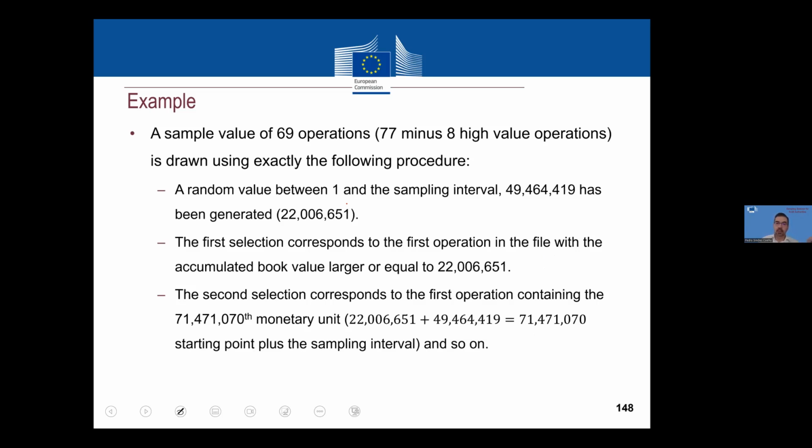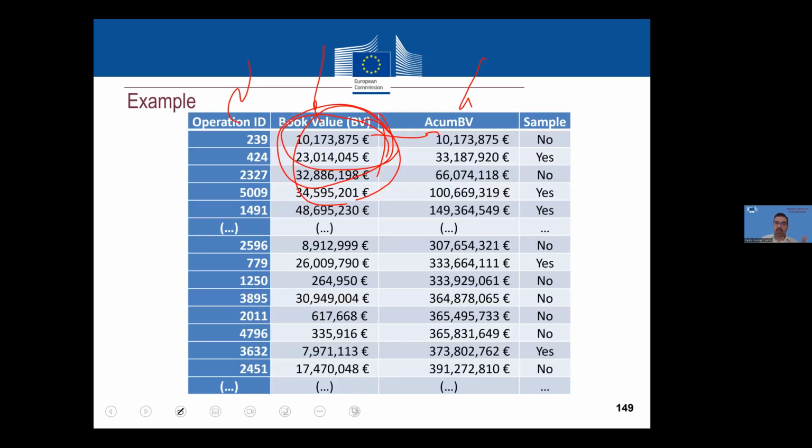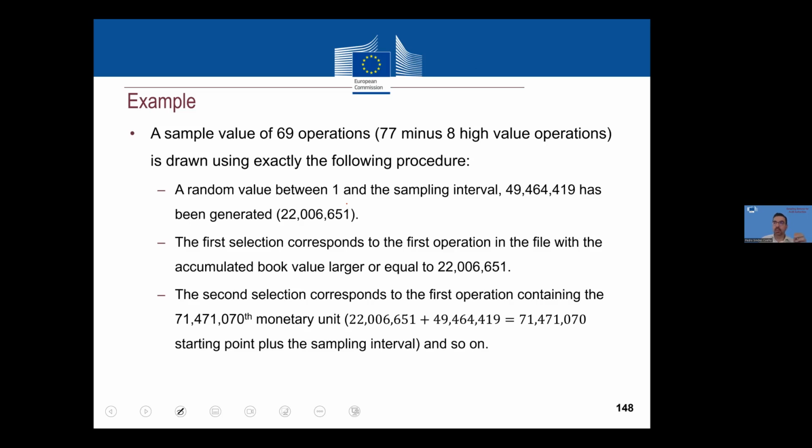Now, imagine that I want to select this sample of 69 items. How do I start the process? Generating a random number. This is probabilistic sampling. I always need to generate at least one random number. The first random number that we generate is a random number between 1 and the sampling interval. Please remember that my sampling interval is around 49 million euros. So you go to Excel or any place and you generate a random number between 1 and 49 million, okay?